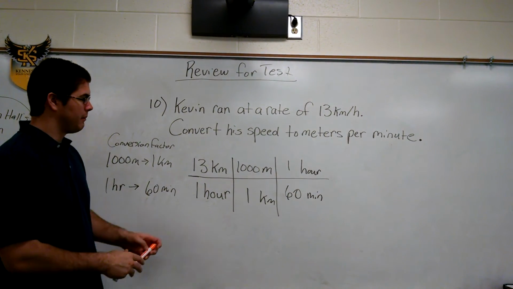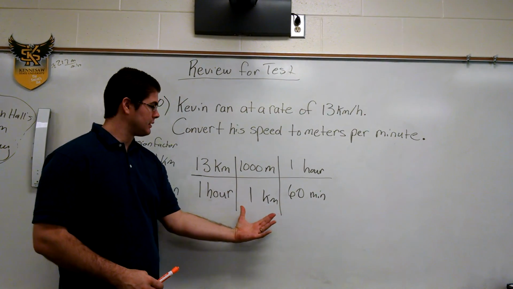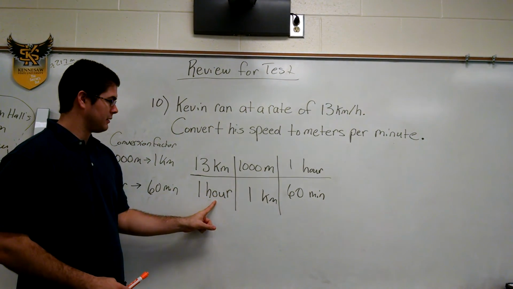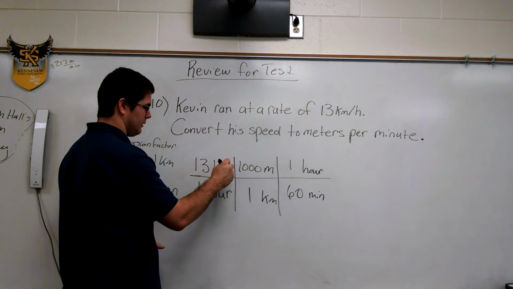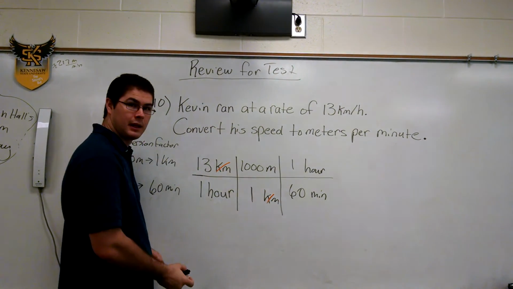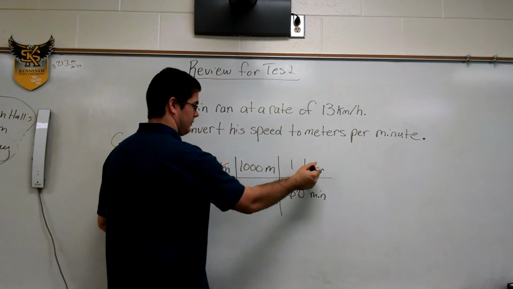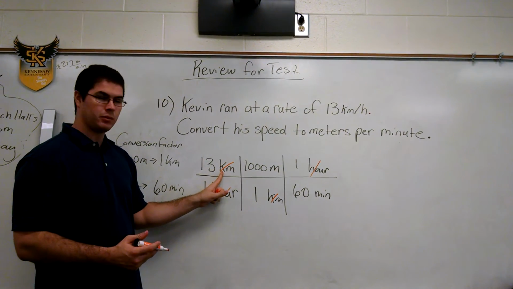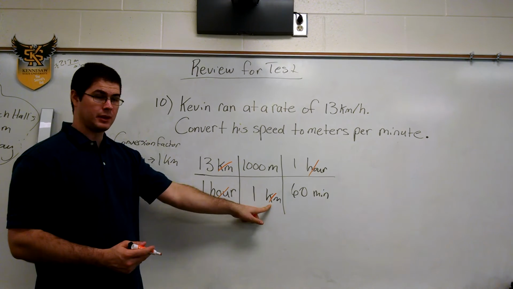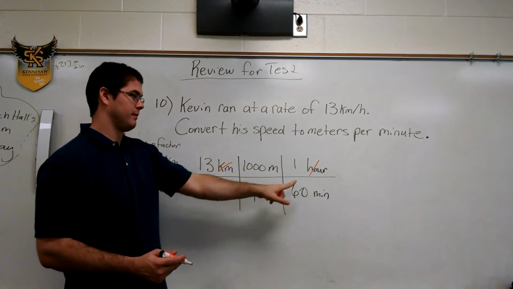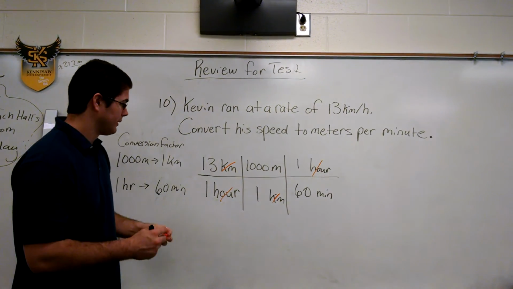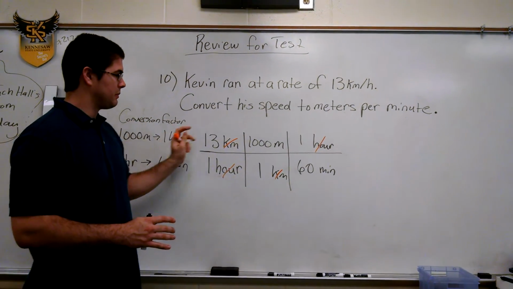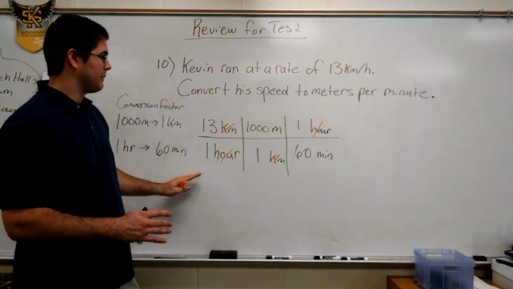And again, the reason I put my conversion factor this way is so that this cancels and this cancels. So right now my kilometers cancel and my hours cancel. And again, things cancel when they're on opposite sides. This kilometer was on the top, here it was on the bottom, so it canceled. Here the hour was on the bottom, here it was on the top, so it canceled. And then all you do is multiply the top through and multiply the bottom through.